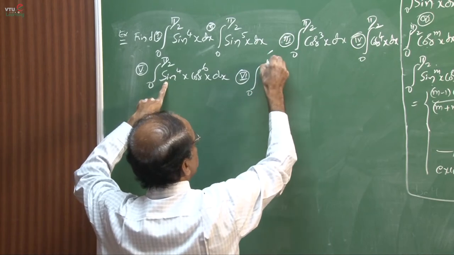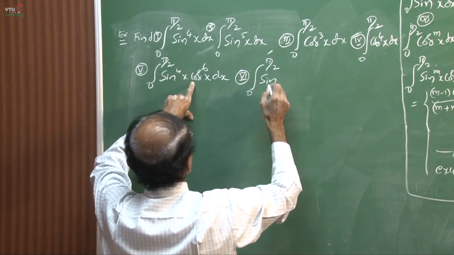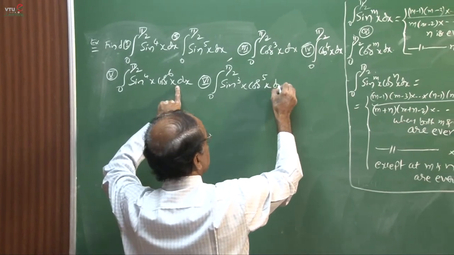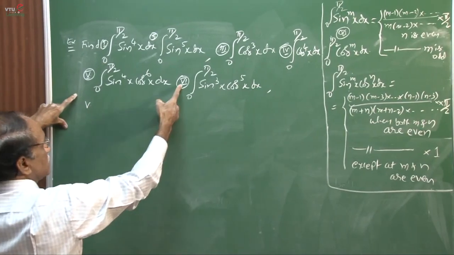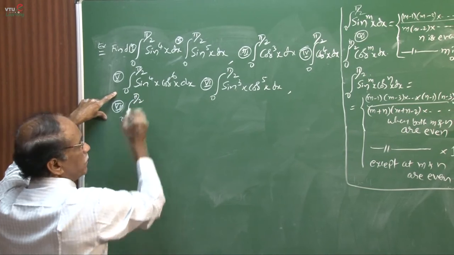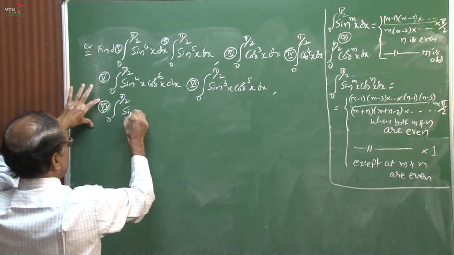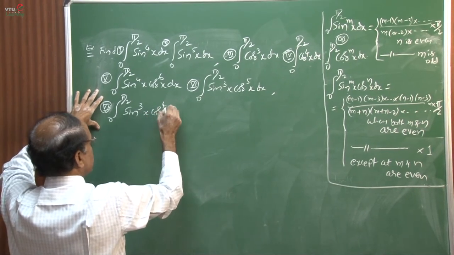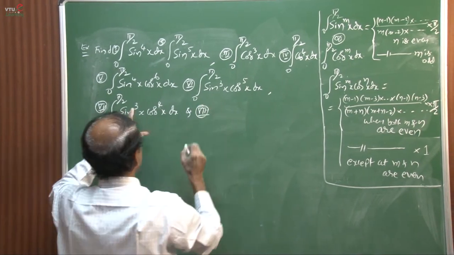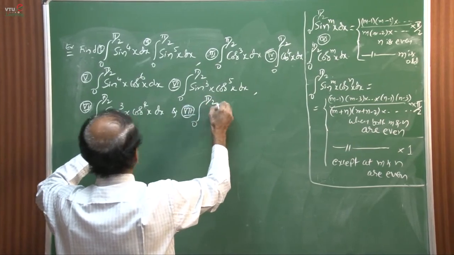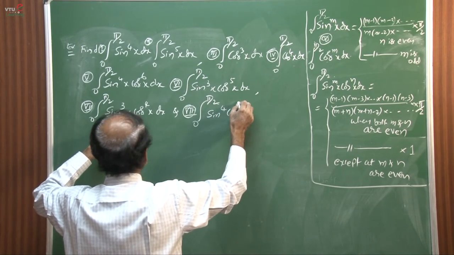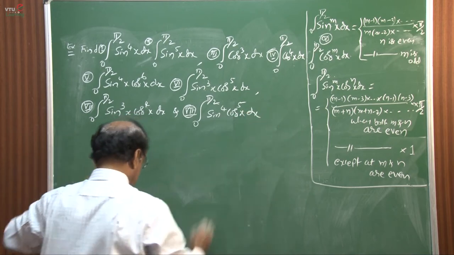And sixth one, integration between 0 to pi by 2 sine to the power 3x and cos to the power 5x dx. And seventh one, integration 0 to pi by 2, both are odd, sine to the power 3x, cos to the power 4x, dx. And the last one, eighth one, you can think of the opposite form, that is integration 0 to pi by 2 sine to the power 4x and cos to the power 3x, otherwise 5x you can write, into dx.